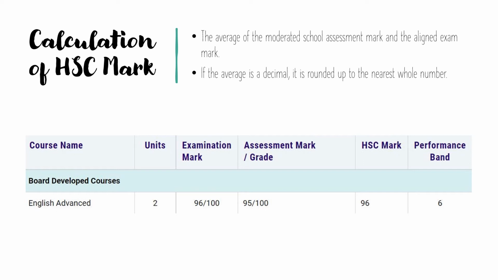So looking again at my printout from NESA, I got 96 out of 100 for the exam, 95 out of 100 for my assessment mark. The average of that is obviously 95.5, but because it's a decimal, it's rounded up to 96.